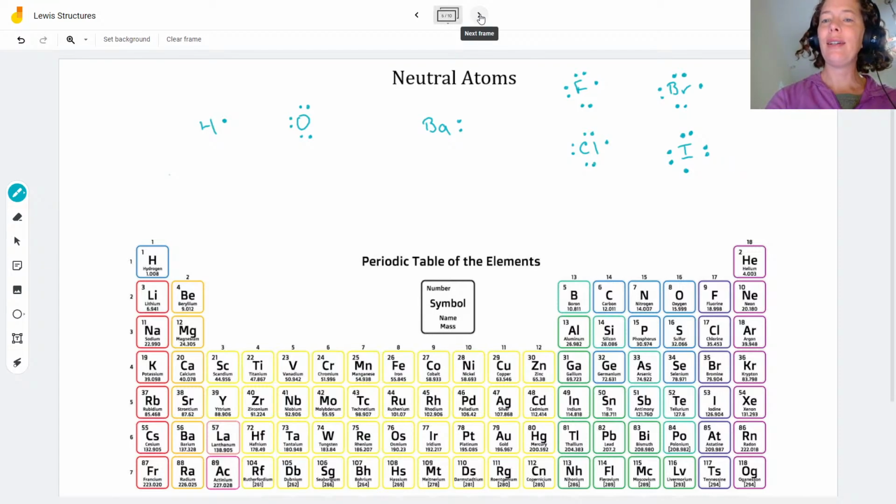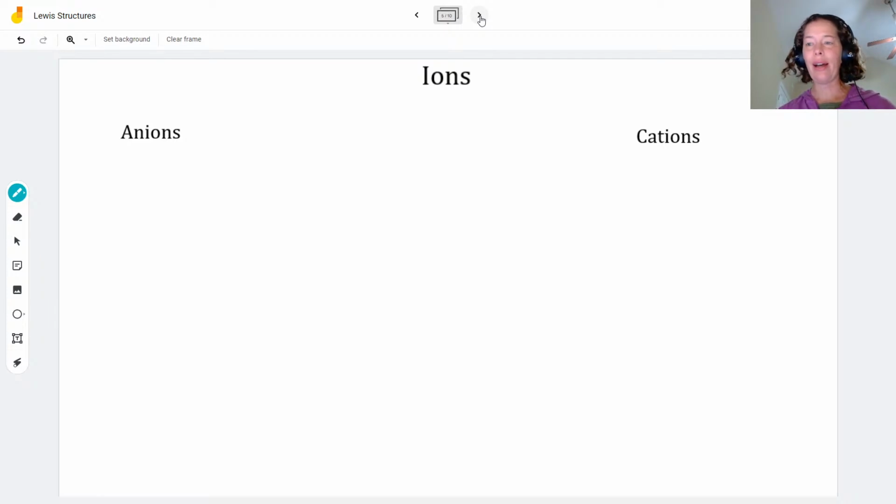Okay, that's neutral. Now we go ions. All right, so remember when you form an ion, you're changing the number of electrons. This matters for our Lewis structures because our Lewis structures show how many valence electrons. So let's do, I think it's easier to start with our anions. Let's start with fluorine. So when fluorine becomes an ion, it has a charge of -1. What does that mean? That means fluorine has gained an electron. It now has more electrons than protons.